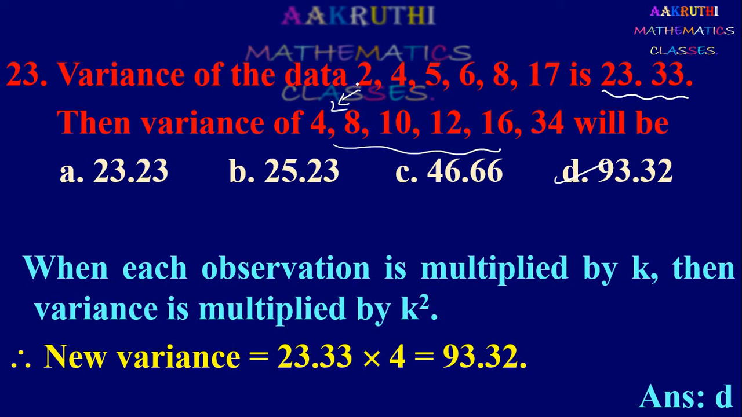So we multiplied each data by 2. Then we have to multiply the variance by 2 square, which gives 93.32, which is option D.